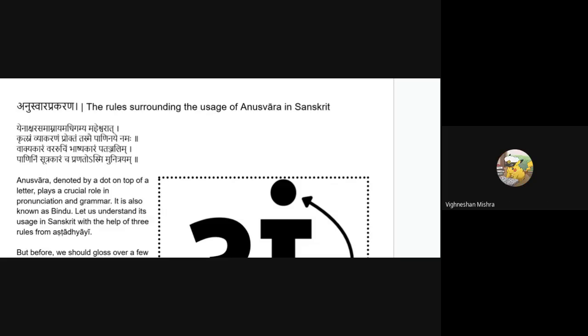Okay, so today's session is a part of a larger series, Sanskrit from Scratch. After a long amount of time, we are having this session. As I spoke earlier before the recording started, we'll be covering something from purely a grammatical perspective. The part that we'll be covering is called Anusvāra Prakaran, or the rules surrounding the usage of Anusvāra in Sanskrit.